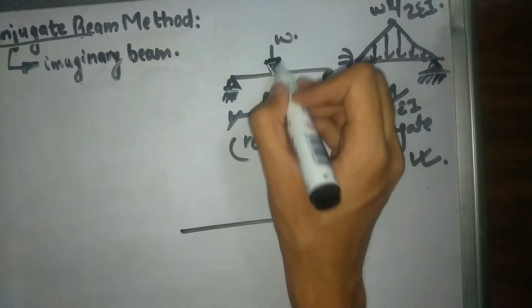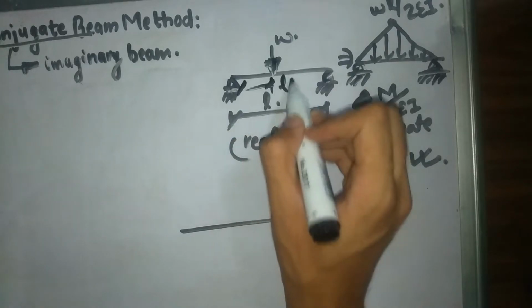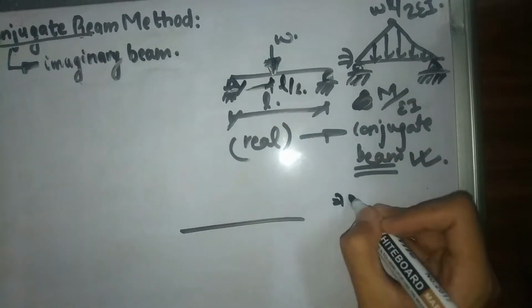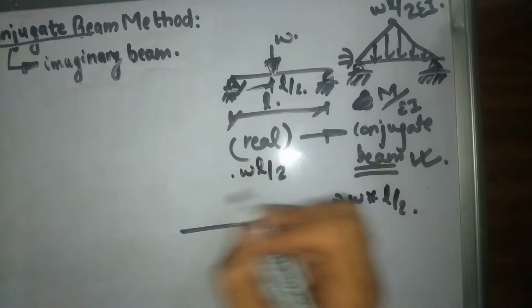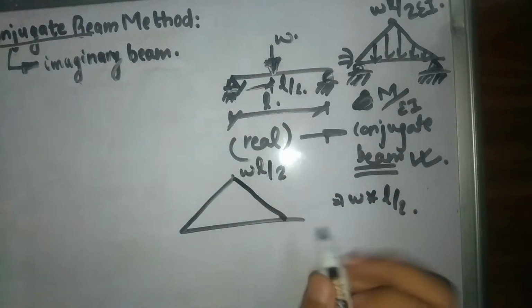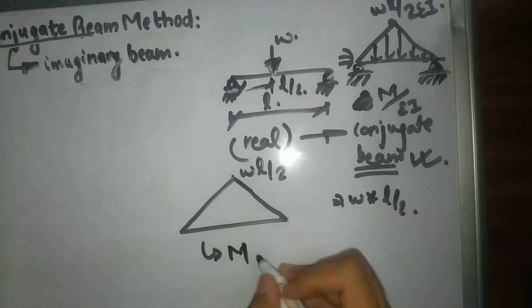So we have a load W acting. This is acting at a distance of L by 2. So we are going to have a bending moment of W into L by 2. So simply we have our point WL by 2, and we simply join this. So this is going to be my bending moment diagram.